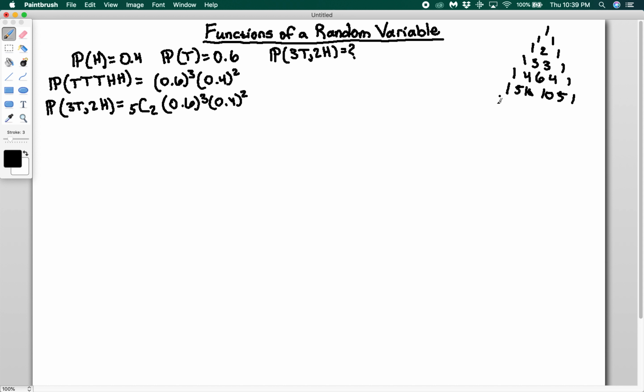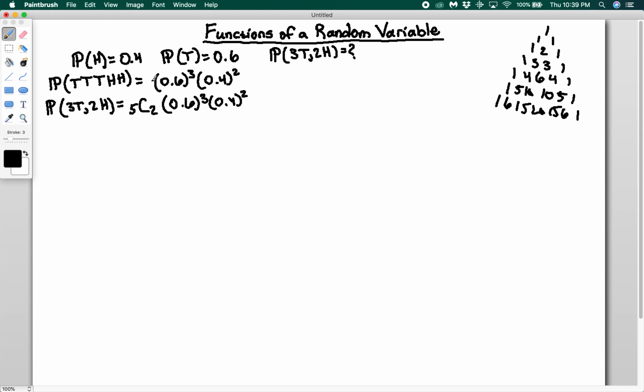If you go down to row 6, 1, 6, 15, 20, 15, 6, 1. Let's say that instead I flip this coin 6 times and I want 2 heads. Well, I either have 2 heads, 15, or 4 tails, 15. 6 choose 2, 6 choose 4. So these things are always going to be the same, so you can really use either one to get it, and it's going to be fine.